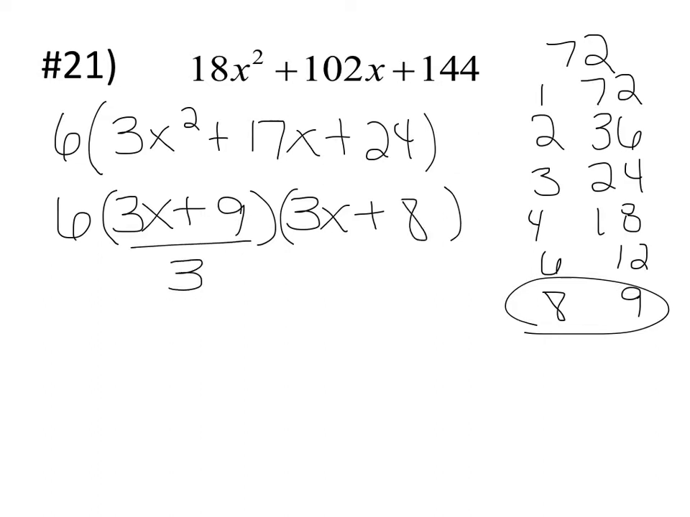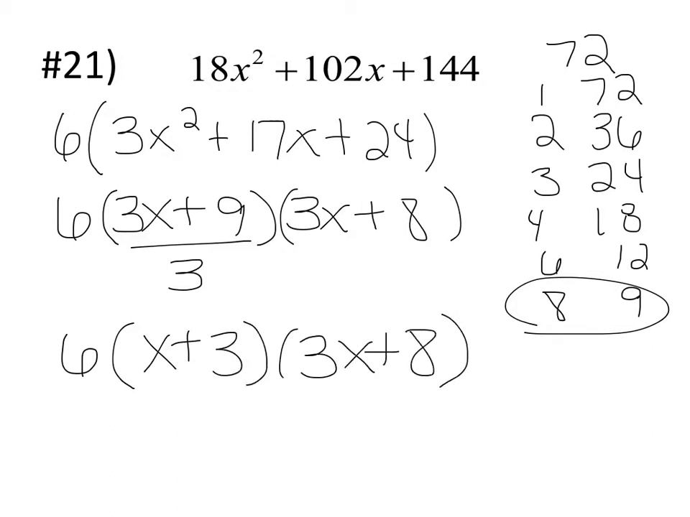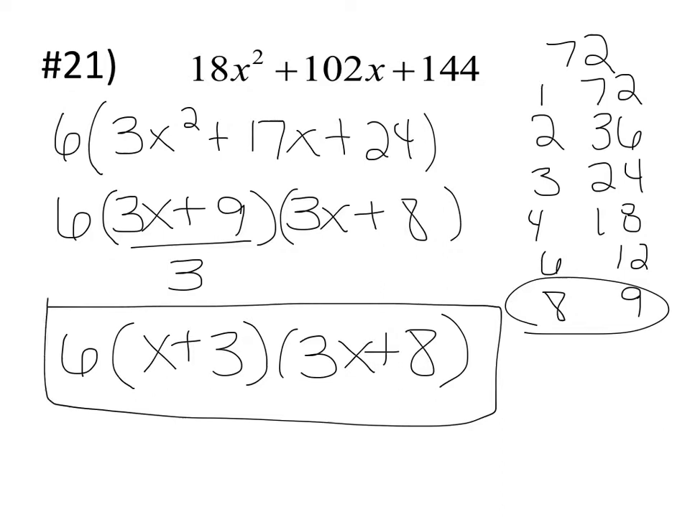Now this house has a 3 in common, so it's going to become x plus 3 times 3x plus 8, and then always check to make sure you're correct. So this is 3x squared plus 8x plus 9x, which is 17x, plus 24, good, and if I distributed the 6, I would be good. So this is my final answer.